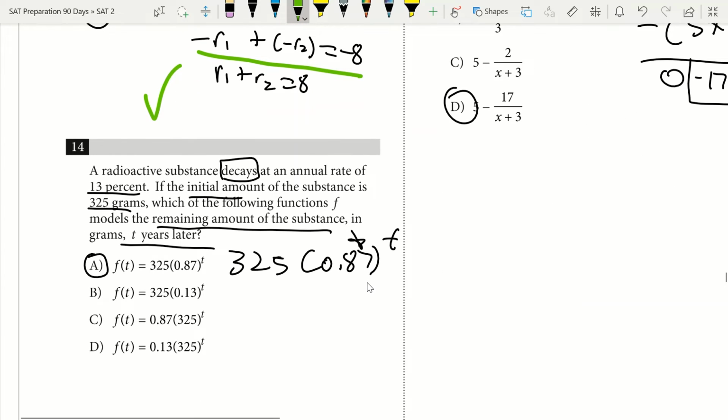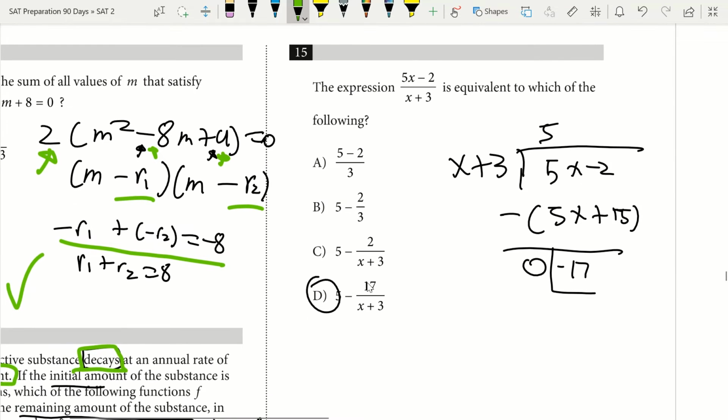14, I got decay, radioactive decay, so exponential decay. That's decaying at 13%, so whatever's left is going to be 0.87 to the power of t times my initial amount, which is 325. That one's correct as well. Okay, 15, I've got an expression right here. This is just division, so I just divide it. 5 times x gives me 5x. That cancels there. Then I got 5 times 3, that's 15. Negative 2 minus 15, remainder 17. That one's checked off as well.